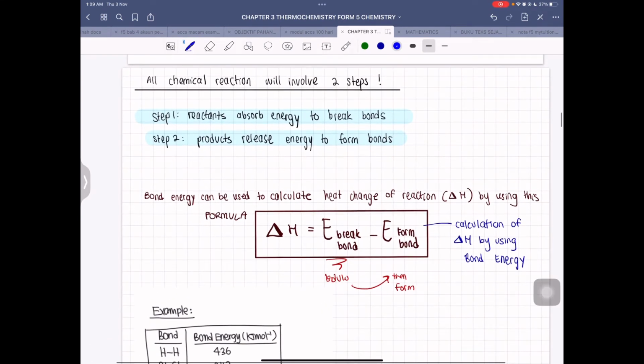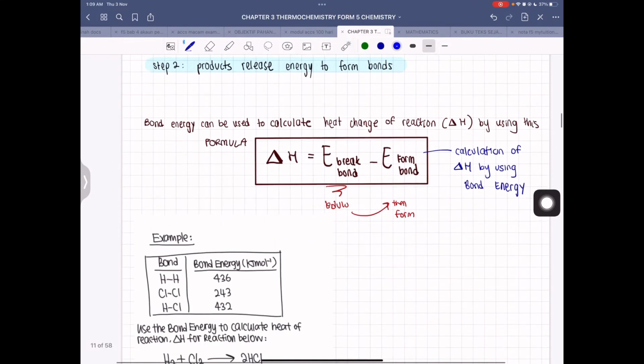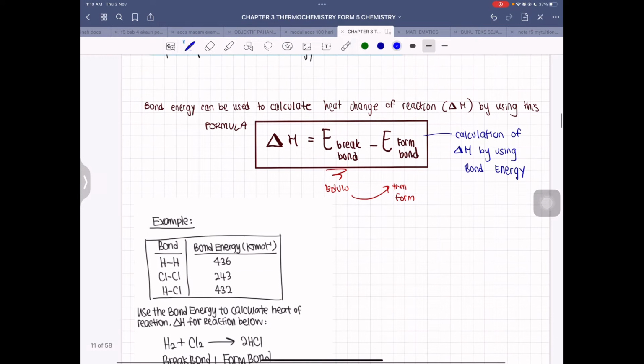Okay, so in all chemical reactions, there are 2 steps. There are the reactants that will absorb the energy to break the bonds, and there are also products that release energy to form the bonds. Okay, so bond energy can be used to calculate the heat change. And how are we going to do that? We're going to do the total energy to break the bond minus the total energy to form the bond. And when you break the bond is when you absorb energy. When you form the bond is when you release energy.